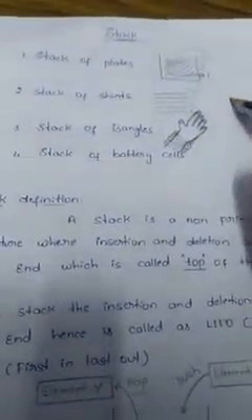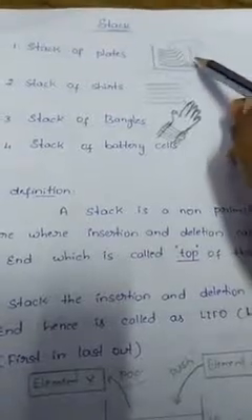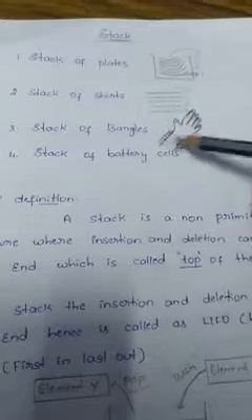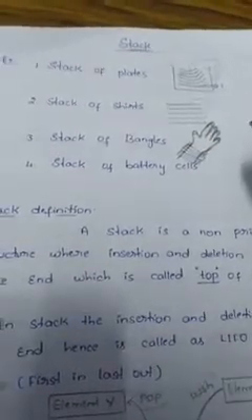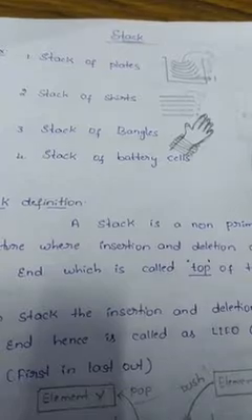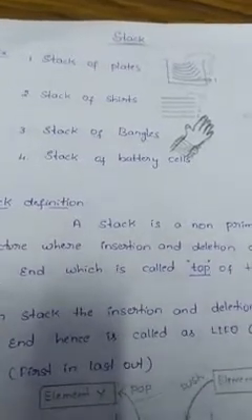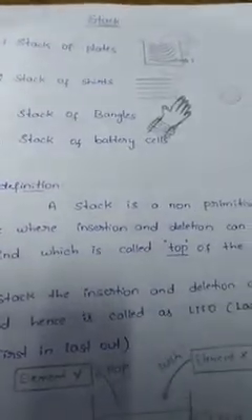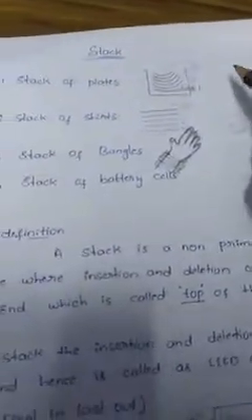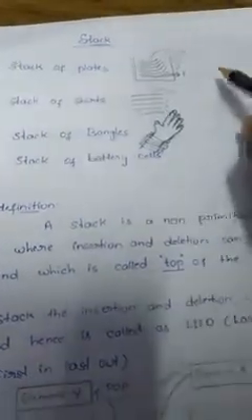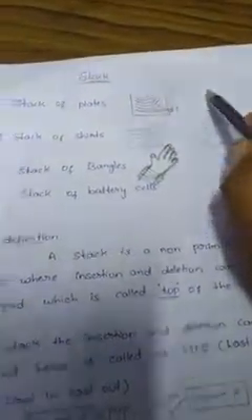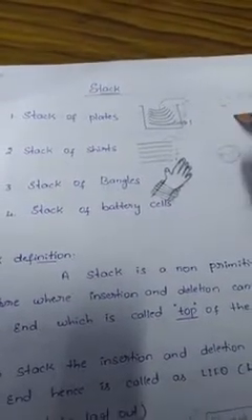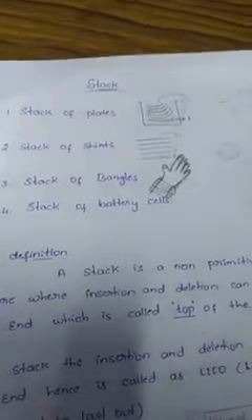By seeing these examples, we know that when we are inserting plates or shirts or bangles, we have to insert the first one first and we have to remove it lastly. That is, we are removing the first item lastly. It means the first element we store is removed at the last. That means last in first out, or first in last out.